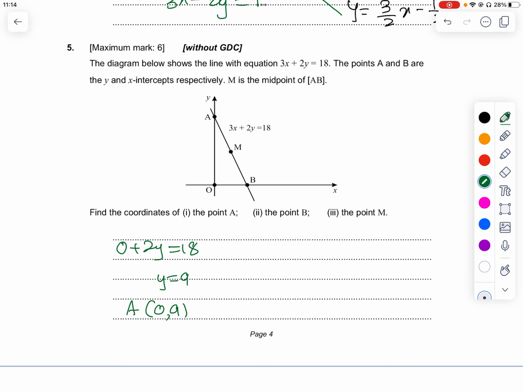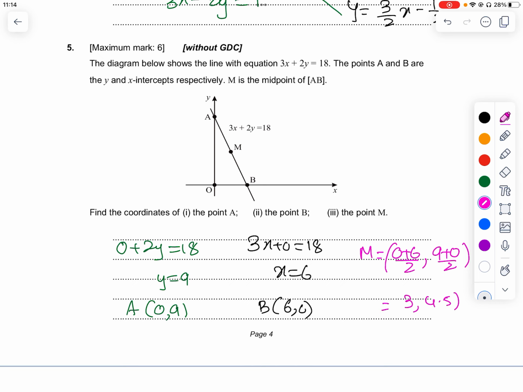Then B. B is the x-intercept. So y is 0. So 3x plus 0 equals 18. So x equals 6. So B is (6, 0). Now M is the midpoint of that one. So it will be (0 plus 6) by 2, (9 plus 0) by 2. So what does that become? (3, 4.5).